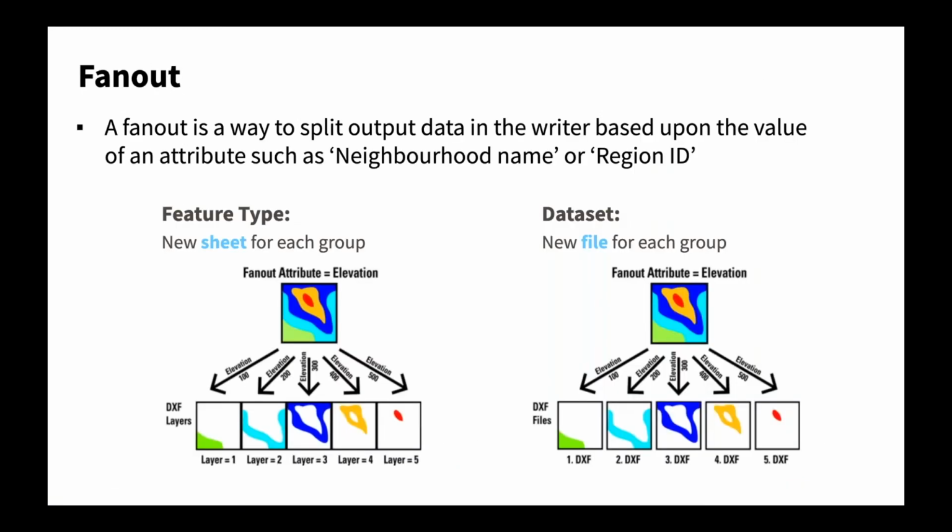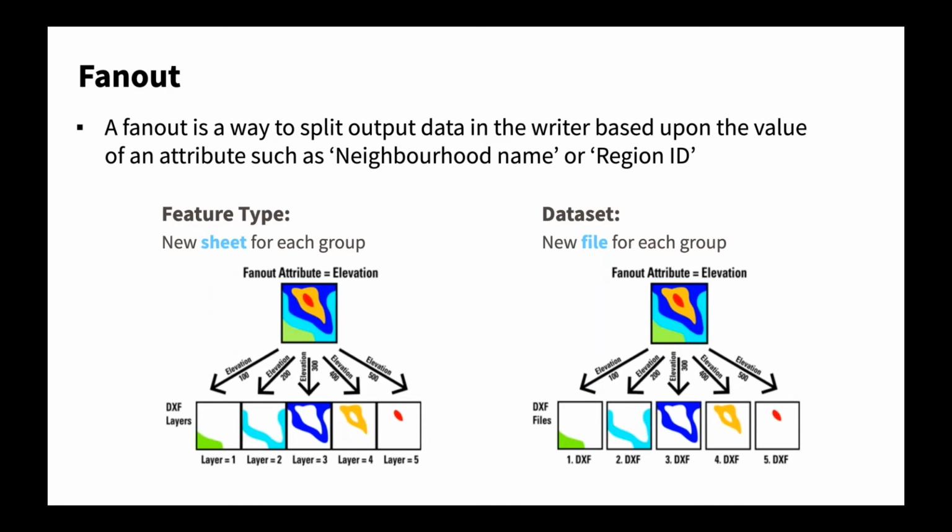Okay, this is the fun part. Fanouts are most likely what most people are looking for. And that's the case when you've got inputs and you want to write multiple outputs. So in this example here, we've got feature type fanouts and data set fanouts. More often, we see people using the feature type fanout.